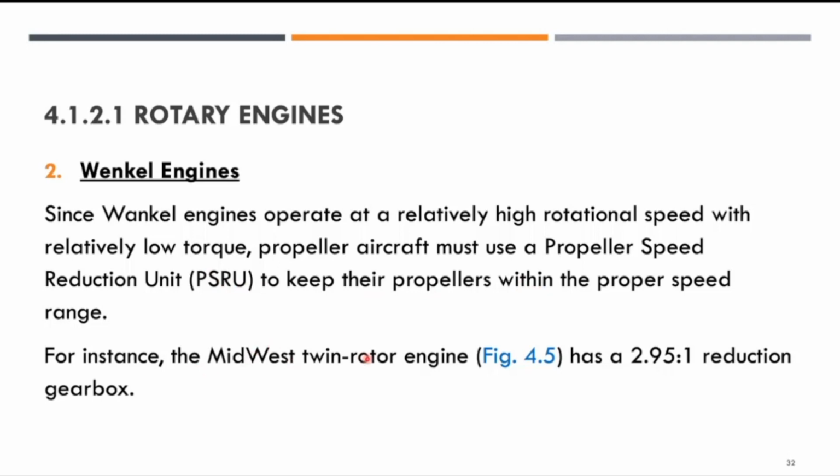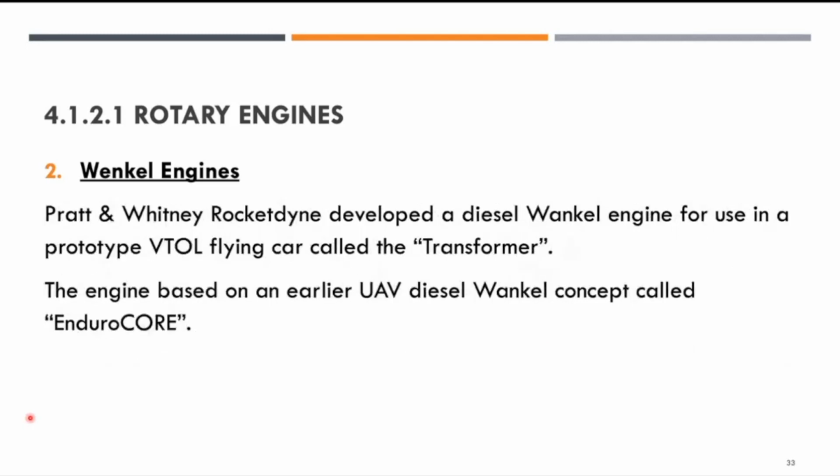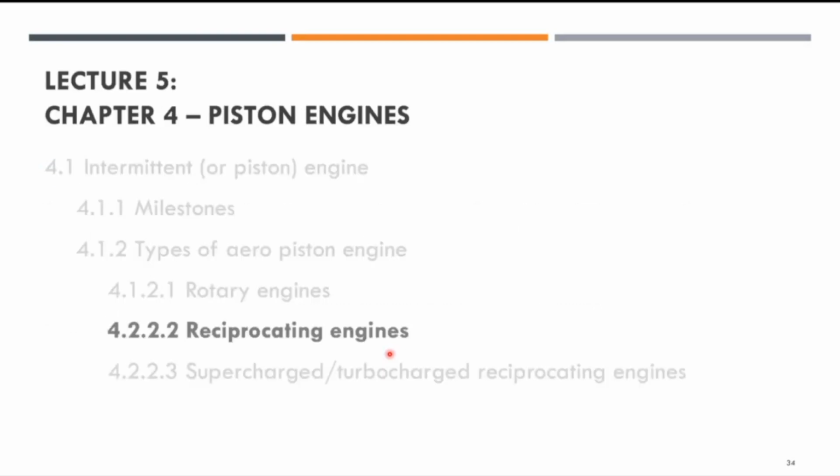For instance, the Midwest twin rotor engine, which will be shown in figure 4.5, has a 2.95 to 1 reduction gearbox. Pratt & Whitney Rocketdyne developed a diesel Wankel engine for use in a prototype vertical takeoff and landing flying car called the Transformer. Right, you can Google that. The engine is based on an earlier UAV diesel Wankel concept called the Enduro Core.